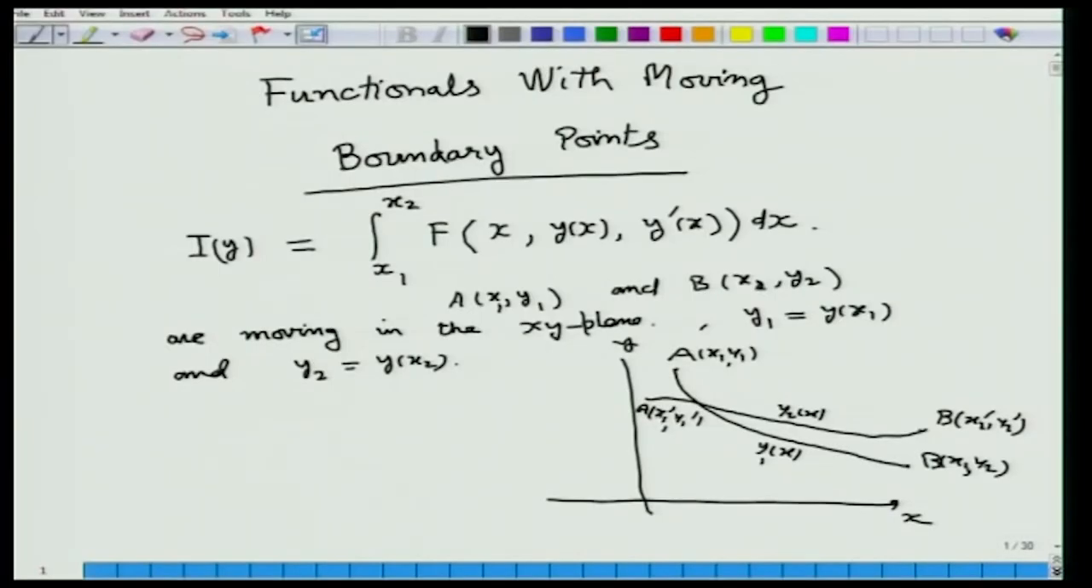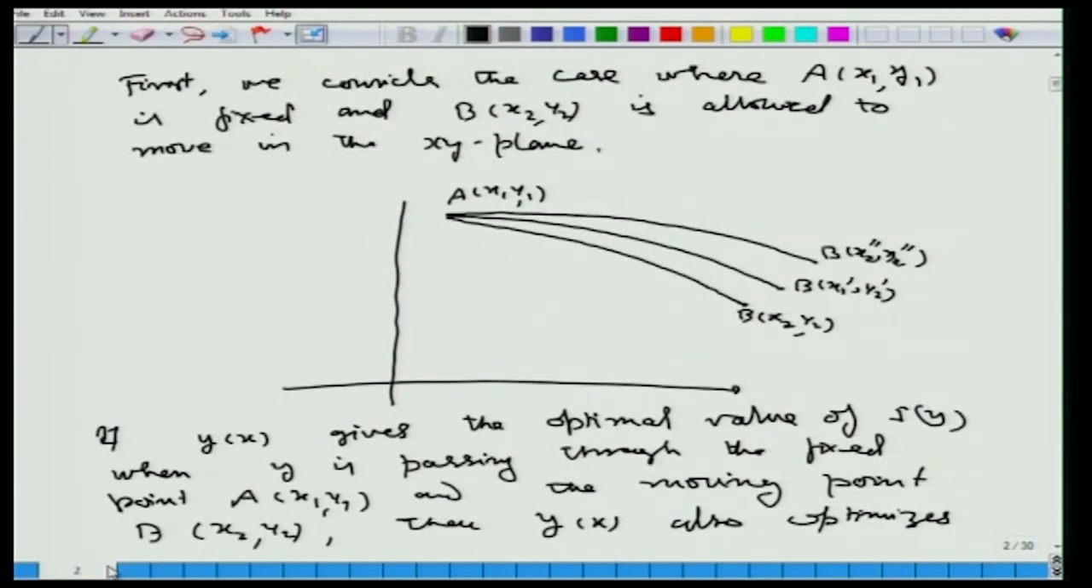Here, the integral we had considered of simplest type, that I[y] equal to integral x1 to x2 f of x, y(x), y prime(x) dx, where these boundary points A(x1, y1) and B(x2, y2) can move freely in the xy plane, or they can move in a constrained way, that they are moving along a curve. So, in the last lecture we had started with the introduction of these type of functionals.